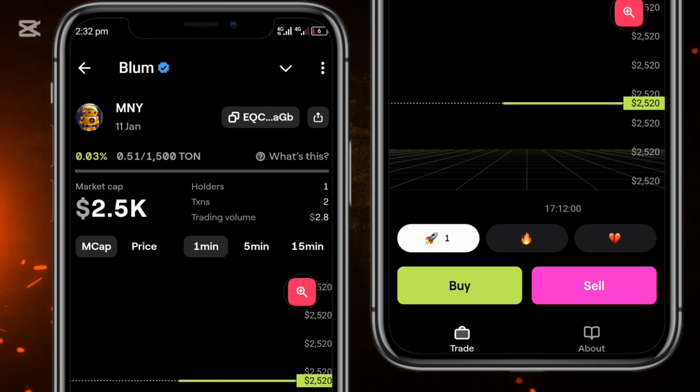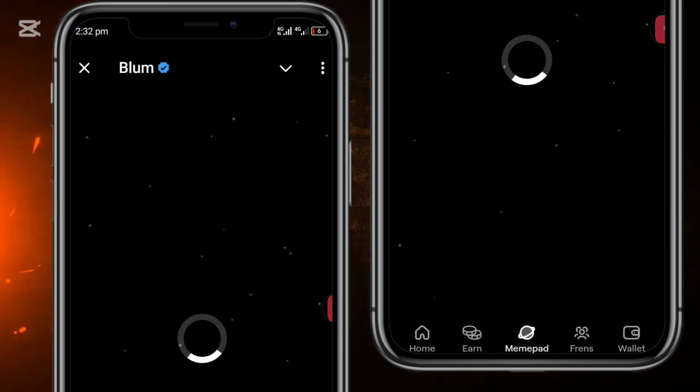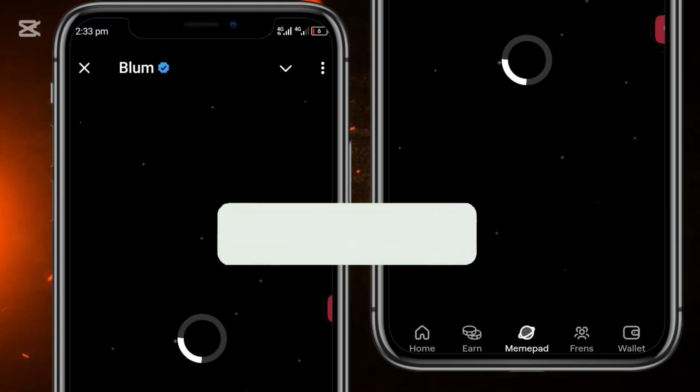I'll be making a video about this token, because I plan on advertising this token to my community, so that we can trade on this token and see how we can push it to DEX.